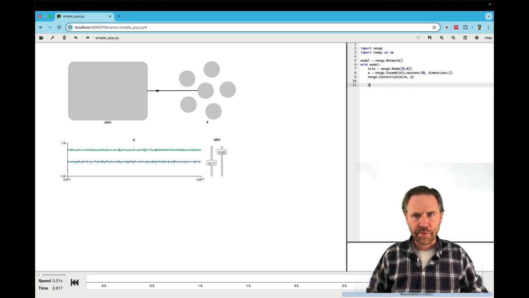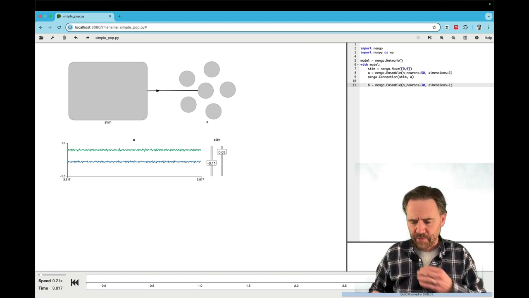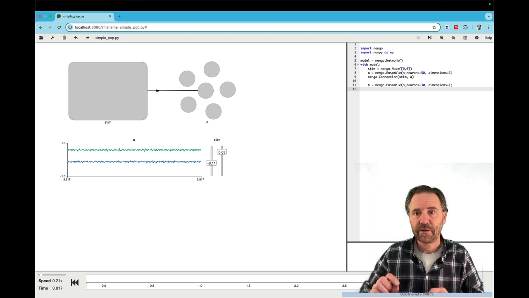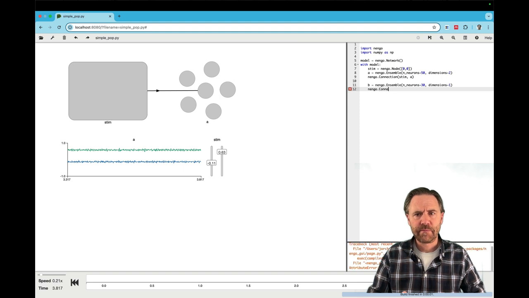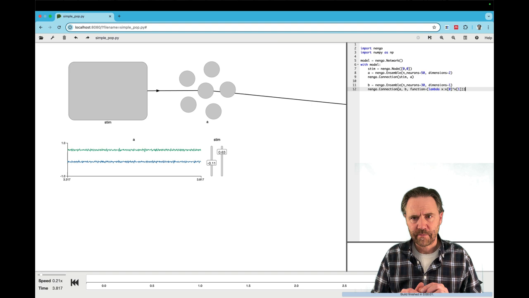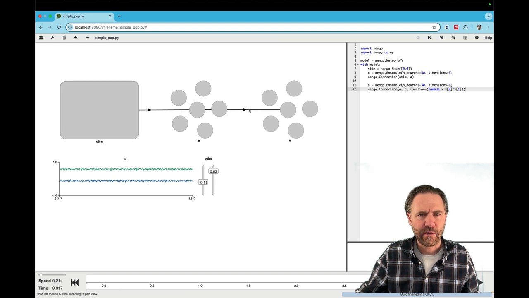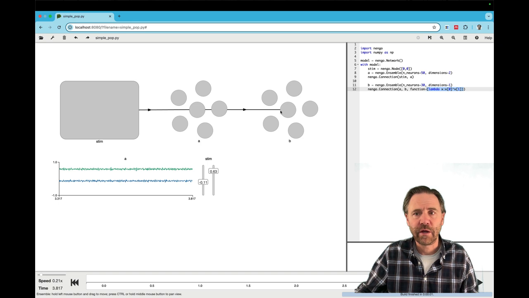B equals nengo.Ensemble, number of neurons equals 30, let's say. Dimensions equals 1. So A is a two-dimensional population, so it encodes like an XY vector. B is going to encode just one number. So we're going to connect A to B, but the function that the connection is going to compute, I can give it here. Lambda x, so I'm going to say x0 times x1. So that's like an inline function, a lambda function. So this connection here from population A to B has connection weights set so that it decodes x times y from A, and then re-encodes that value into B.